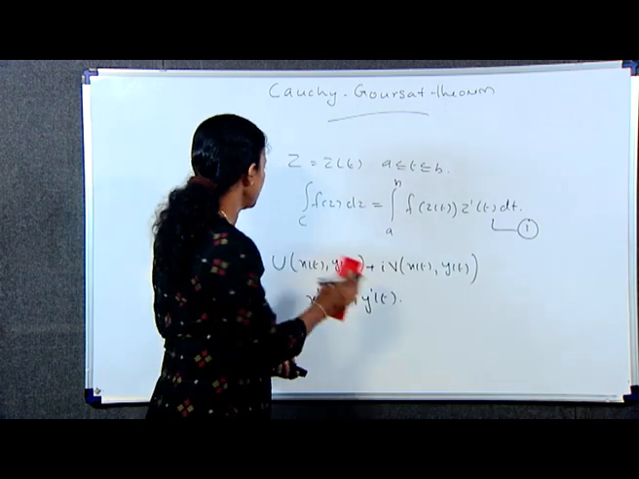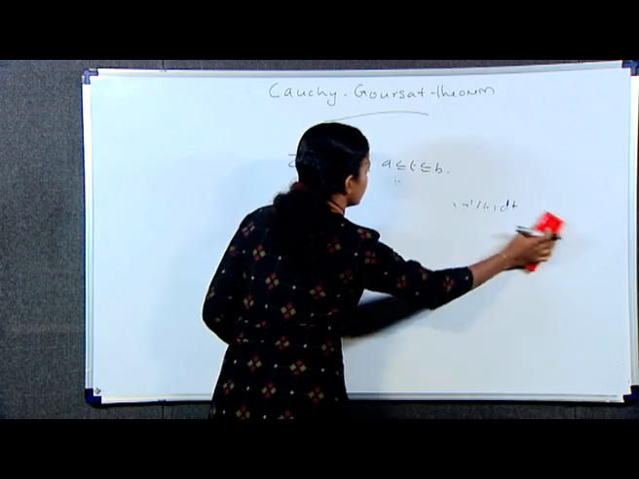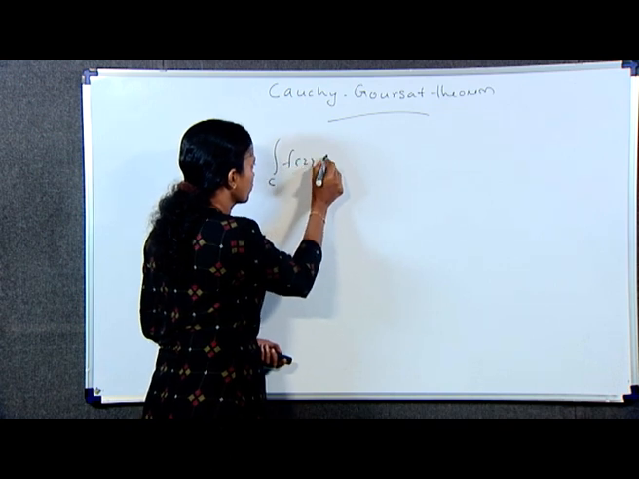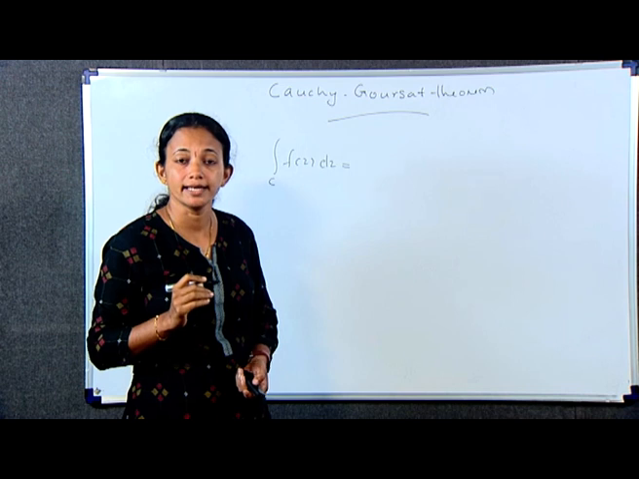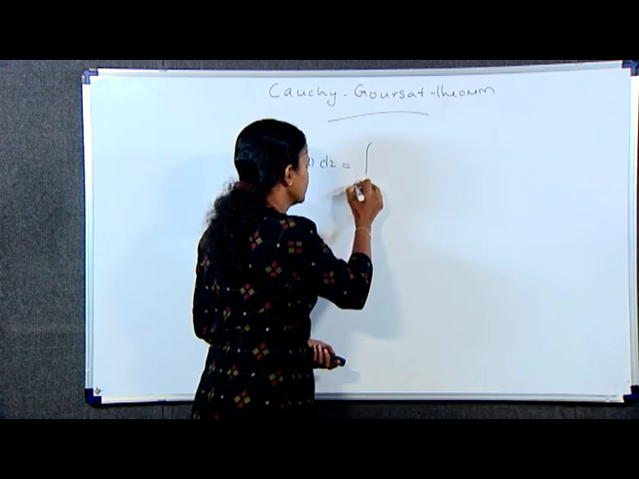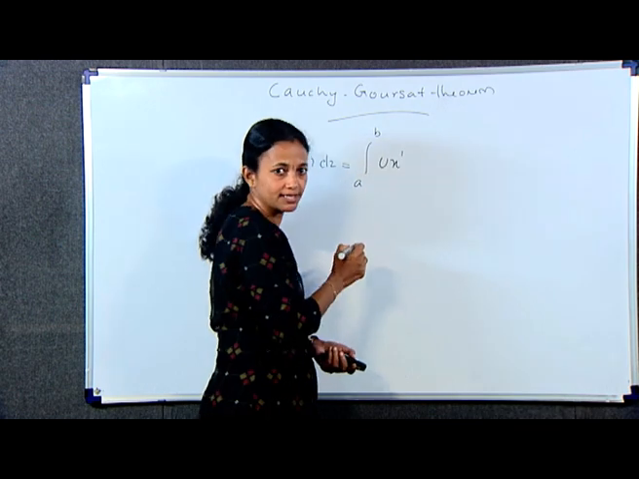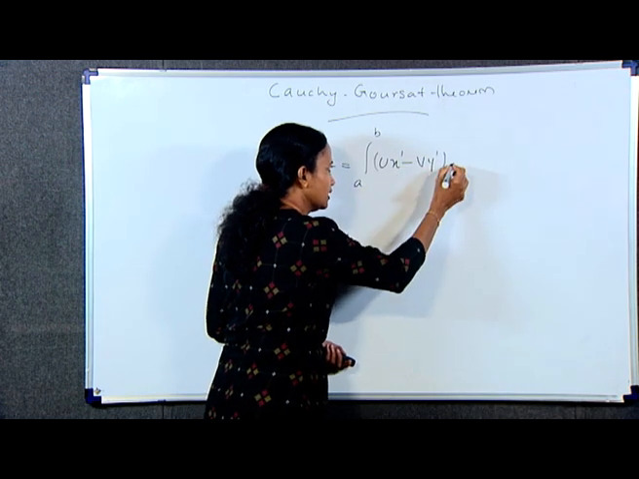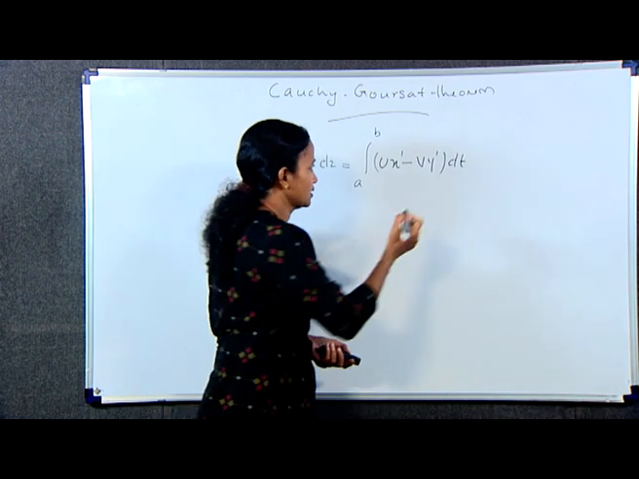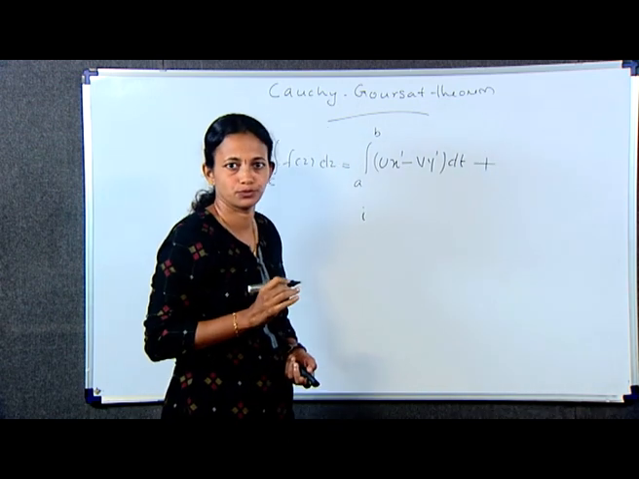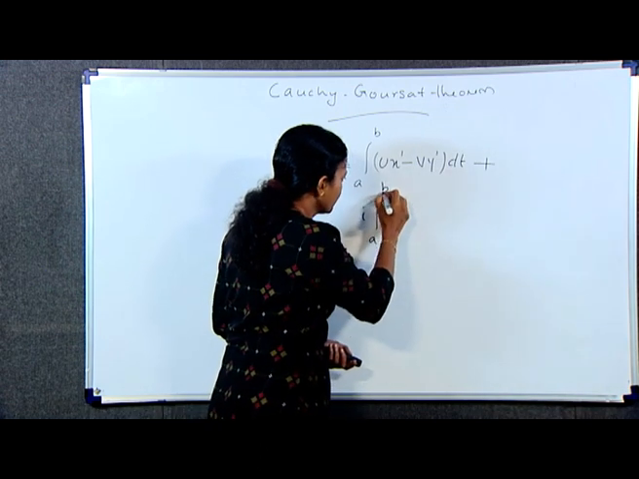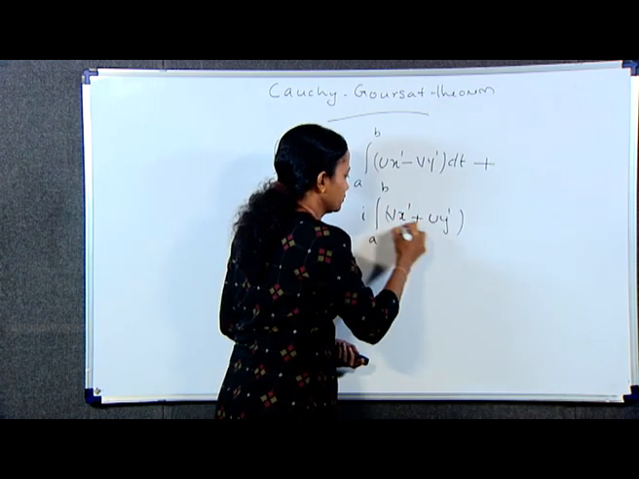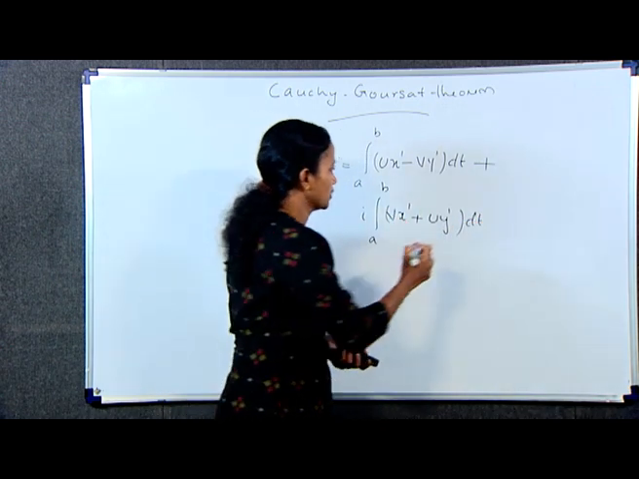Hence, the integral over C of f(z) dz can be written as the integral from a to b of (u x' − v y') dt plus i times the integral from a to b of (v x' + u y') dt. Equation number 2.